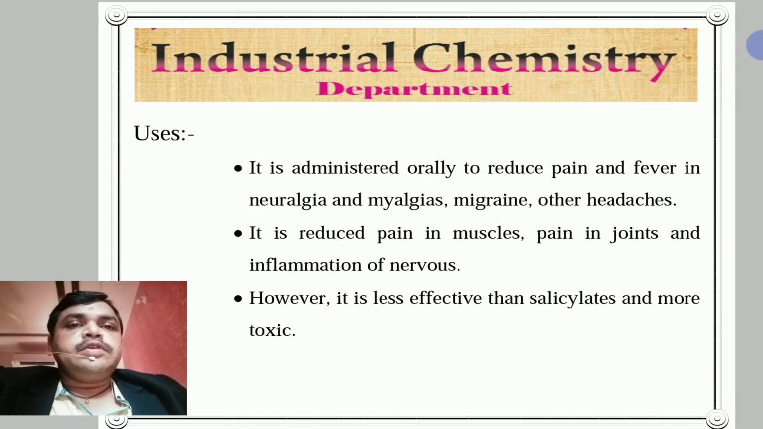Now, uses or applications of antipyrine. It is administered orally to reduce pain and fever in neuralgia, migraine and other headaches. It reduces pain in muscles, pain in joints, and inflammation of nerves. However, it is less effective than salicylates and more toxic.